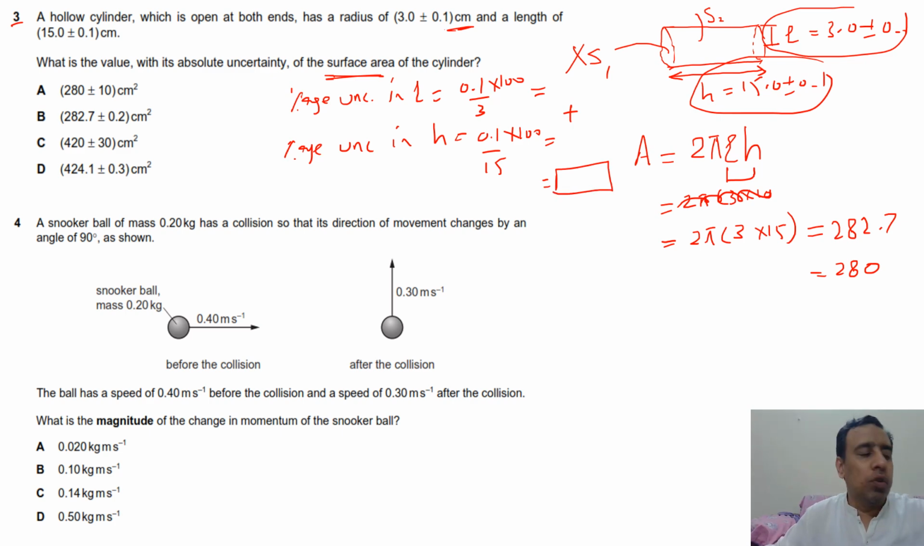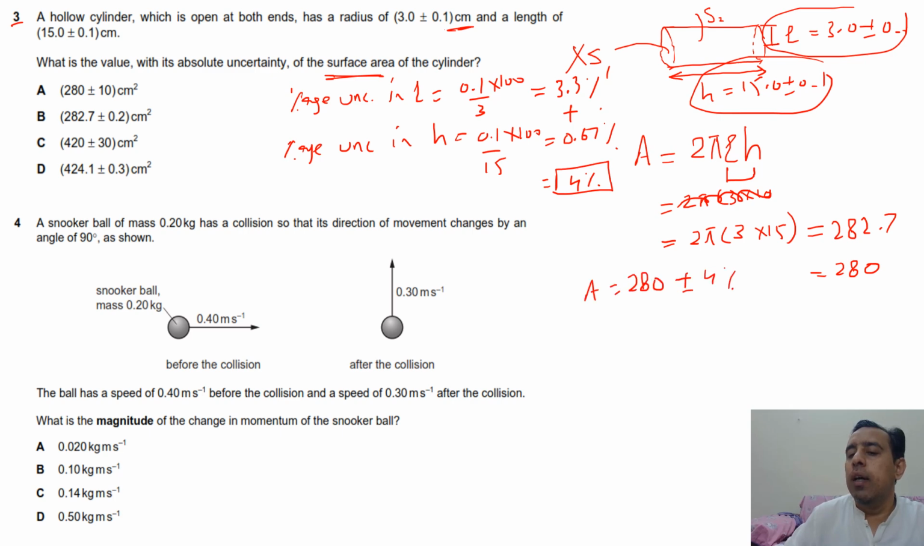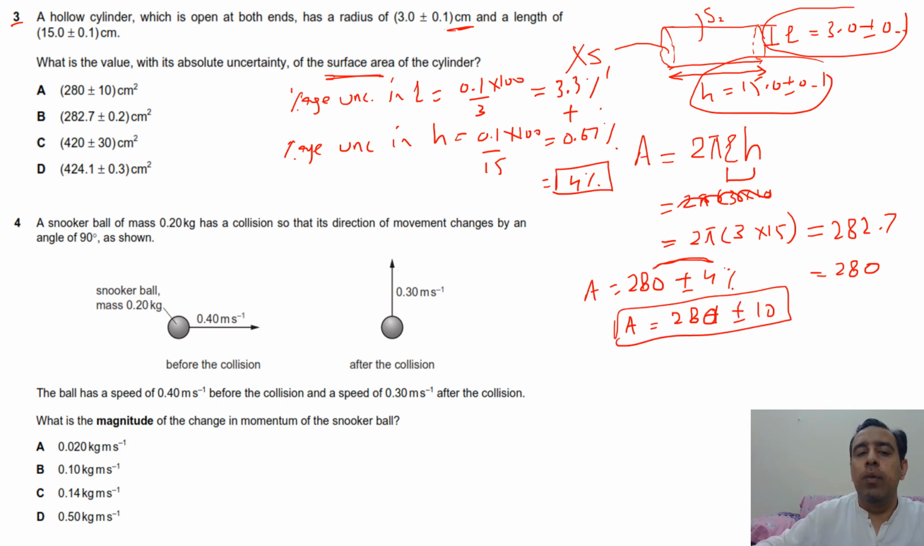So uncertainty in small r is 3.3%, and the uncertainty in h is 0.67%. So the total uncertainty is 4%. So area is 280 plus minus 4%. By multiplying these two and divided with 100 to get the absolute, it is 280 plus minus 10. So option A is the correct one.